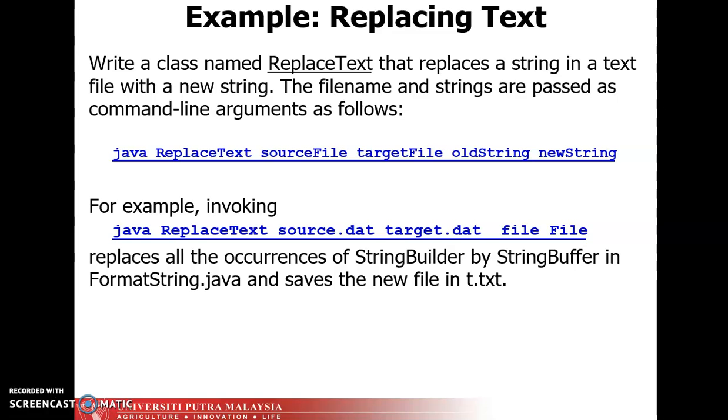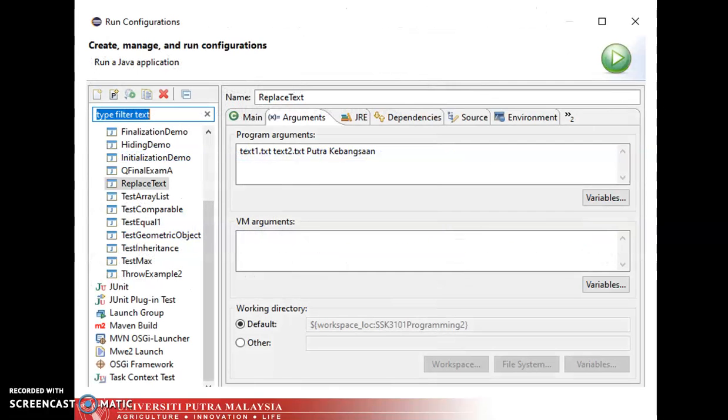Now you can see this is much easier when we use the Eclipse editor. After you have completed all the programs and written everything free from error, you click the menu Run and then find Run Configuration and click it. Find the Arguments tab and fill the arguments with the correct instruction as shown in the example here. We have text1.txt, text2.txt, Putra, and Kebangsaan. And finally, click Apply and run it.